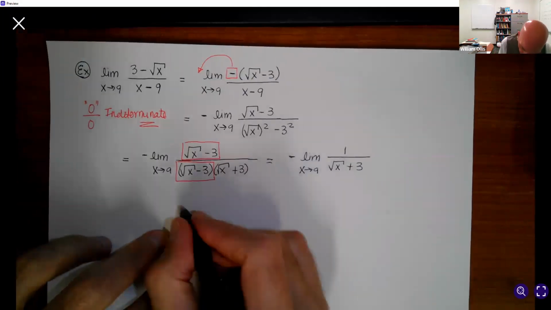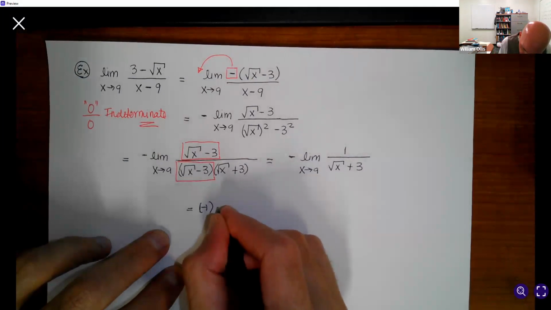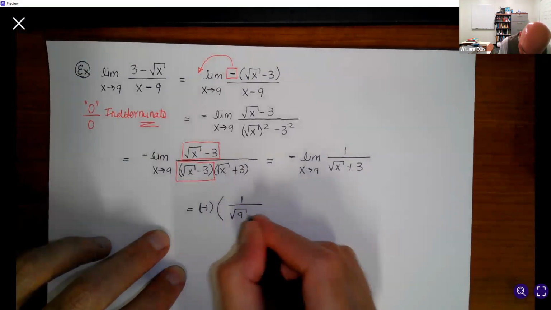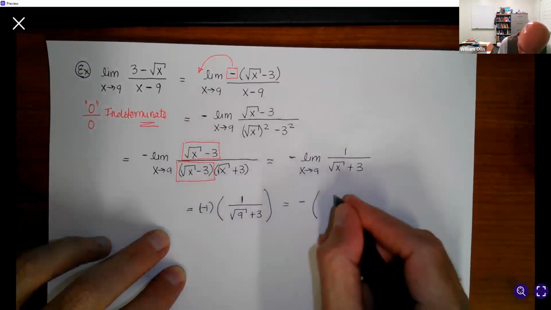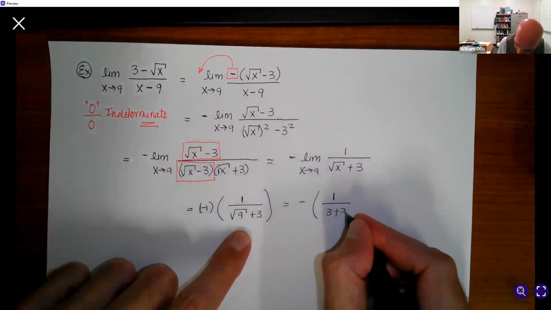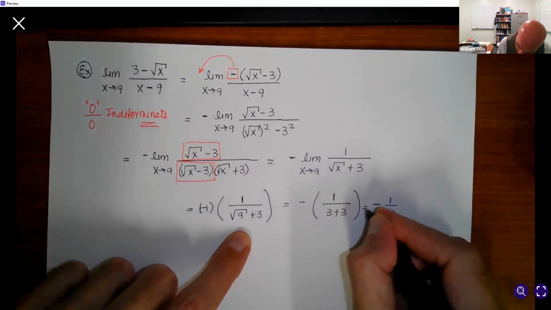So now we've got what? The negative, I'll put a -1, and then we just do direct substitution: 1 over the square root of 9 plus 3. So this gives us the negative of 1, and the square root of 9 is 3, so 3 plus 3. So we just get -1/6.